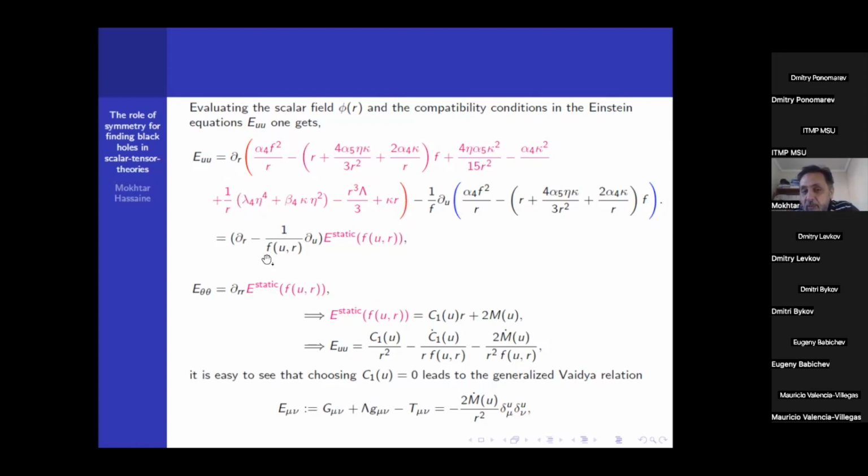So I can rewrite this equation like dr minus 1 over F du of this density that corresponds to the previous density, exactly the same, but now evaluated on F that depends also on the retarded time. The same happens for the epsilon theta theta equation. And this is very simple to integrate. So I have two integration functions now. It's exactly the same game as before, but since I have two coordinates U and R, it's not constants that appear here, but functions of the retarded time.